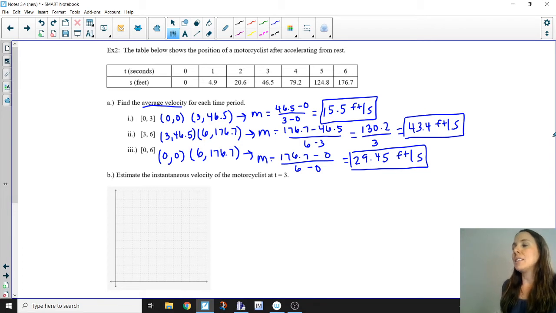All right, next, part B says estimate the instantaneous velocity of the motorcyclist at t equals 3. All right, so let's talk about this. We're asked to find an instantaneous velocity at one particular point. We're focusing on t equals 3, and so typically that's when we would be doing a derivative.